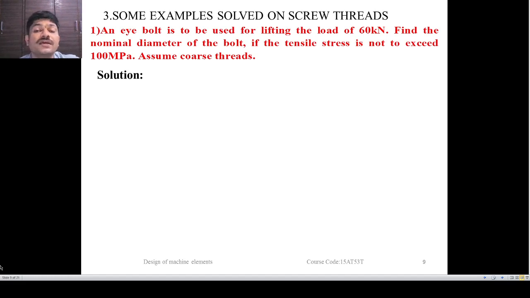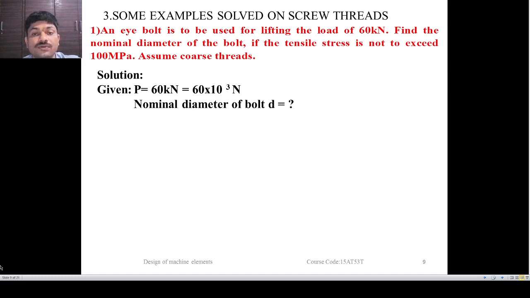Convert the load P. P is equal to 60 kN, that is 60 into 10 raised to 3 Newton. Find the nominal diameter of the bolt, the small d, which we have to find out. The tensile stress is not to exceed 100 MPa, so sigma t is 100 MPa, which is nothing but 100 Newton per mm square.